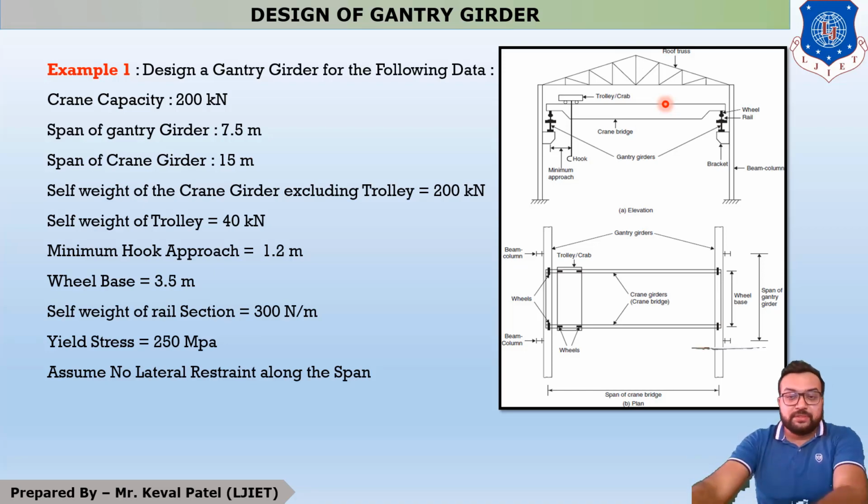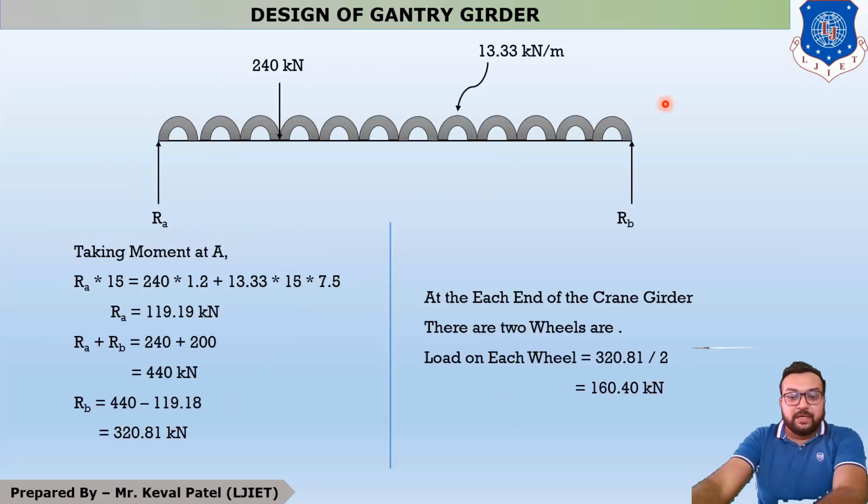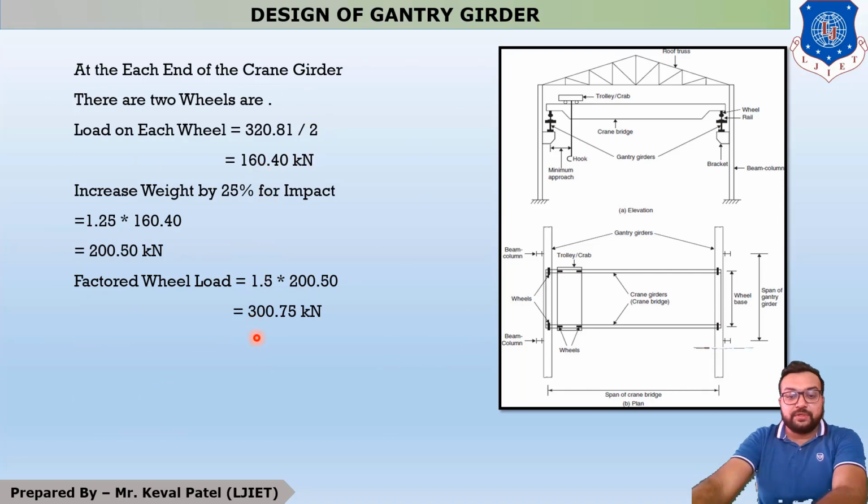So students, in step number one we have to find out the maximum wheel load. It means the per wheel load which is transferred from the crane girder to the gantry girder, and on the gantry girder there are two wheels. So one wheel takes a reaction of 300.75 kilonewton.